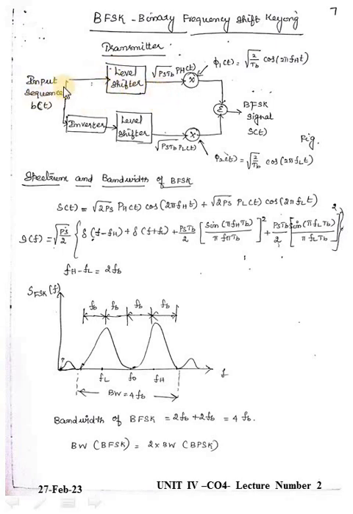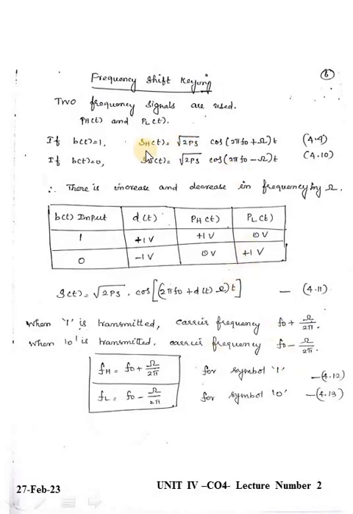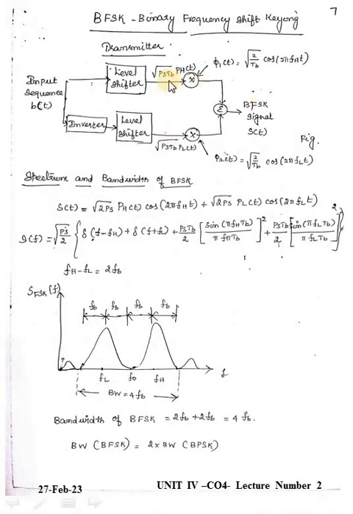The corresponding 1 bit is converted to a unipolar equivalent voltage. As I told you, if you give 1, the unipolar voltage will be equivalent to plus 1 volt. So here s_H of t is equal to root 2 Ps cos 2 pi (f0 plus omega) t. Similarly, for the inverter, if you give a 1 input bit to the inverter, it inverts the level to 0. So at a time, one is in on condition and the other is in off condition. Either one of the frequency signals can be transmitted.